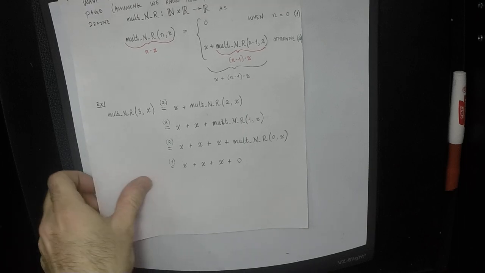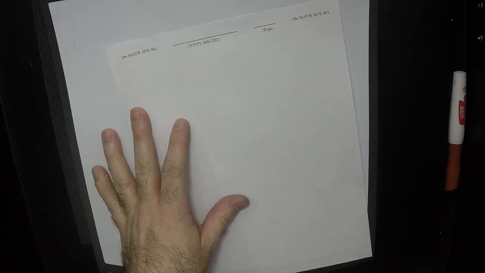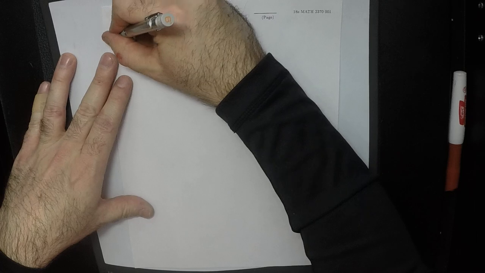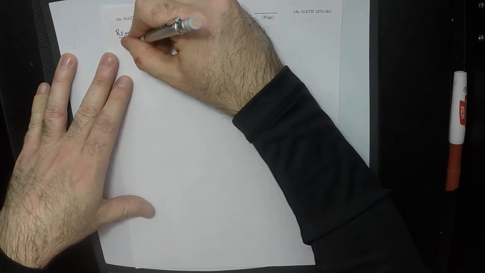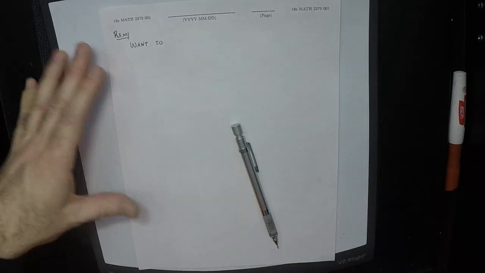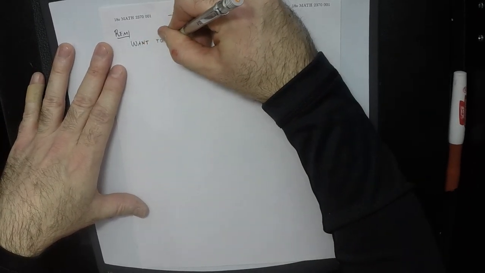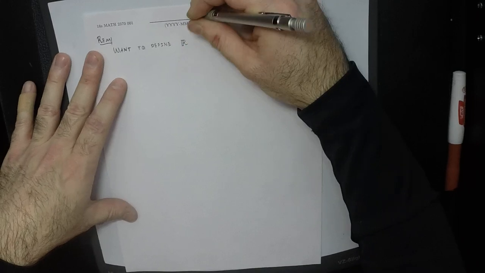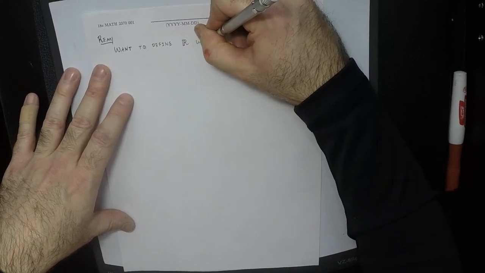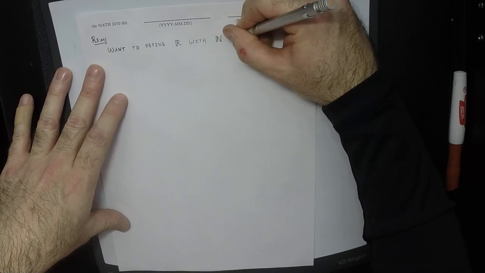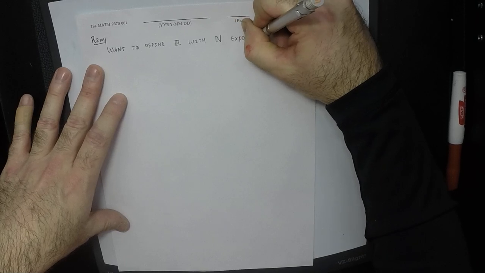This is okay? So now, I want to give you a second. I want you to now do the following. See if you can write it down. So now we want to define, starts with a T, a real with a natural exponent. Again, from 2 pages ago.